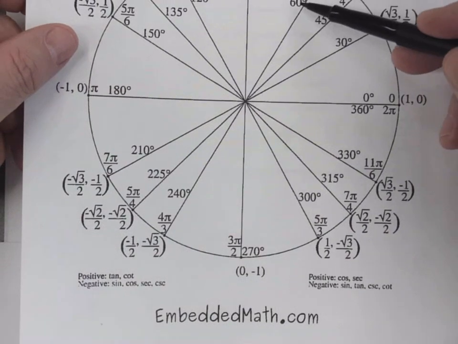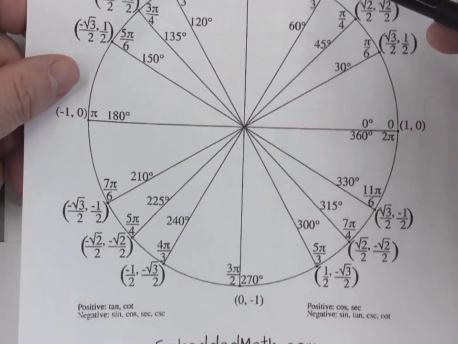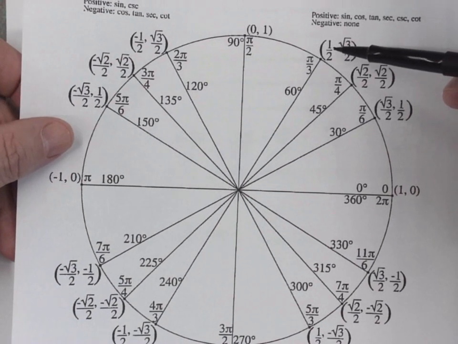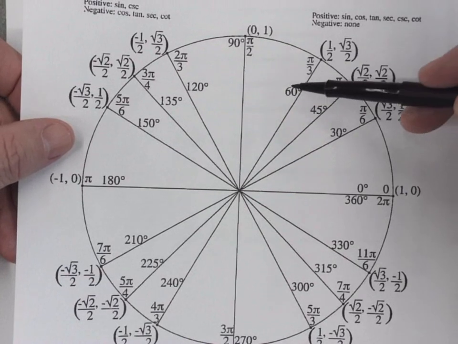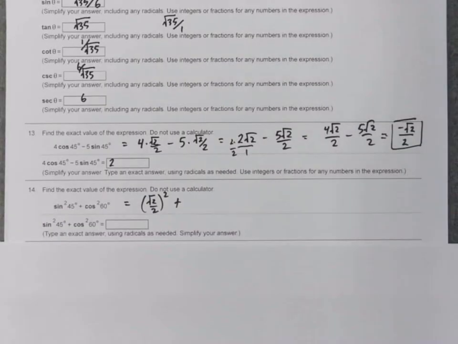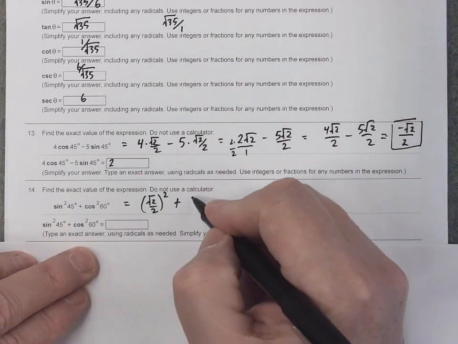60 degrees is here. Cosine's the x value. So cosine of 60 degrees is 1/2. Except I'm going to square it.